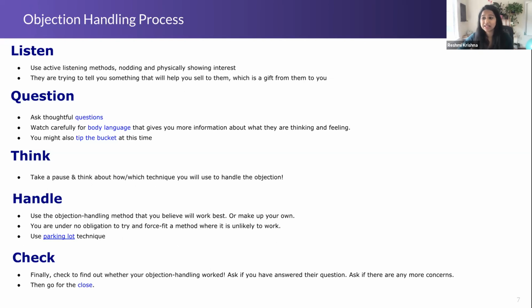And again, at the end, just check with the customer if you have handled all the objections, and definitely use empathy, right? Make sure you're either parking lotting or handling all of their objections at the end of this exercise. And of course, then go for your sales close.